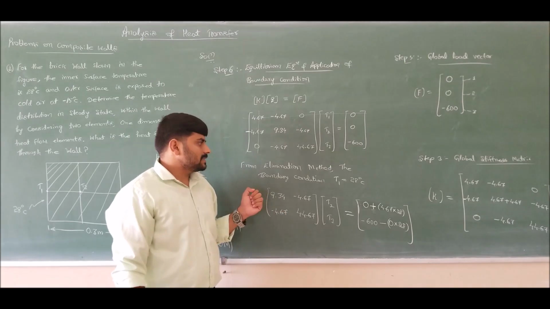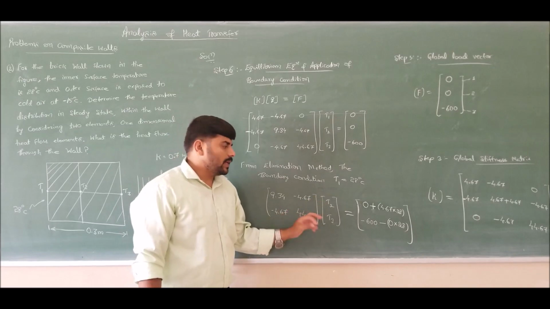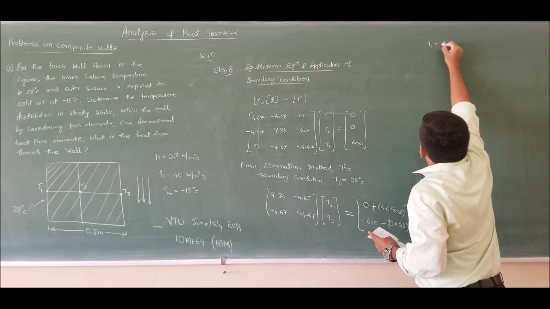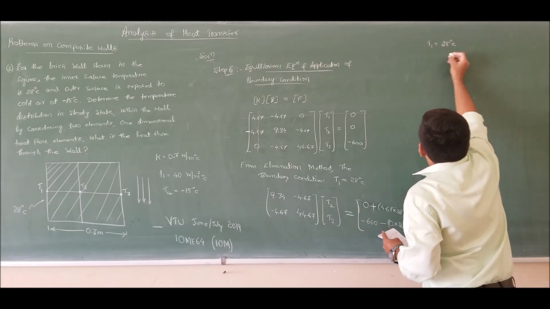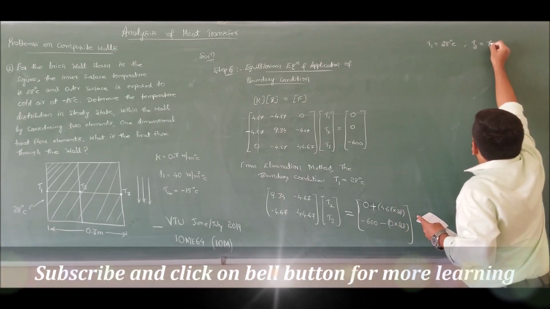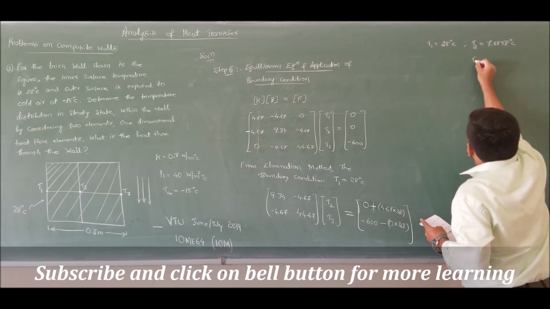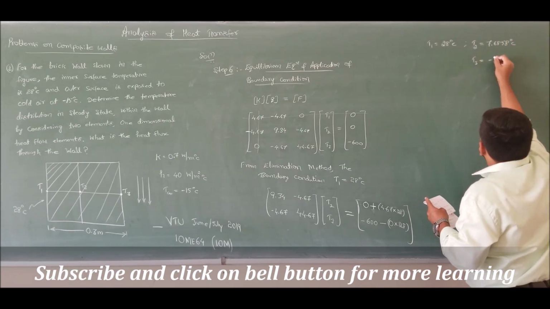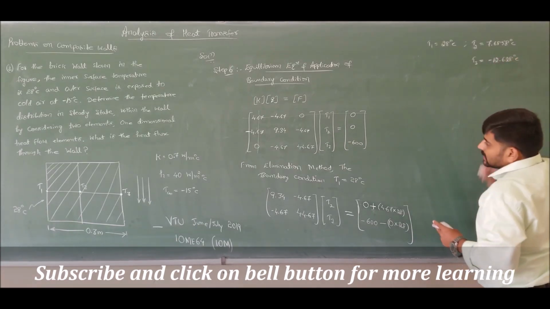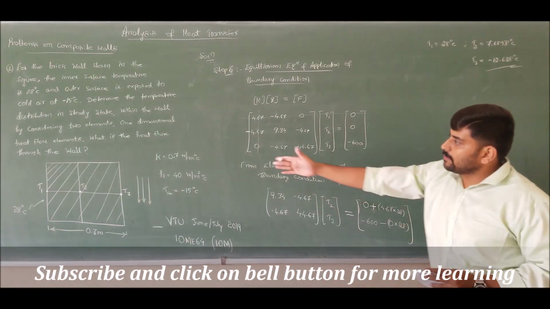Now solving this equation with two unknowns, I will get the values of T2 and T3. T1 is known to us, which is 28 degrees Celsius. Solving, I will get T2 as 7.6858 degrees Celsius and the value of T3 is minus 12.628 degrees Celsius. So this is the answer for temperature distribution in the brick wall.